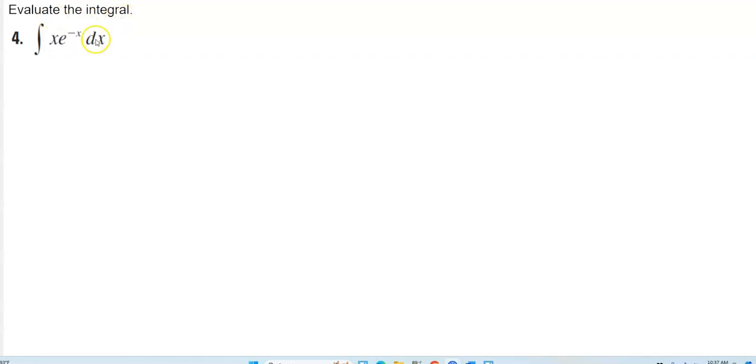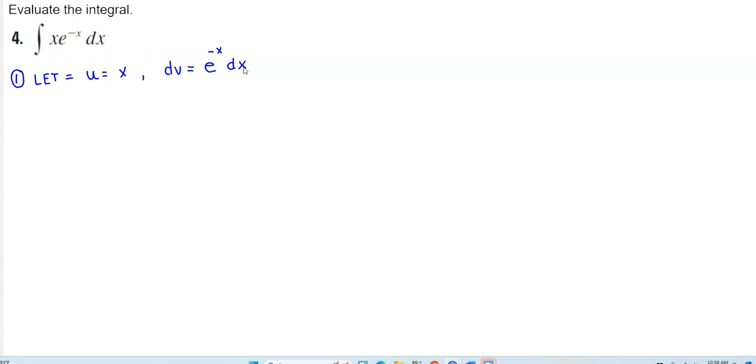Evaluate the integral using integration by parts, and the integral we have is x times e to the negative x dx. So in this particular problem, using integration by parts, we're going to let u equal x, and dv is going to equal e to the negative x dx.